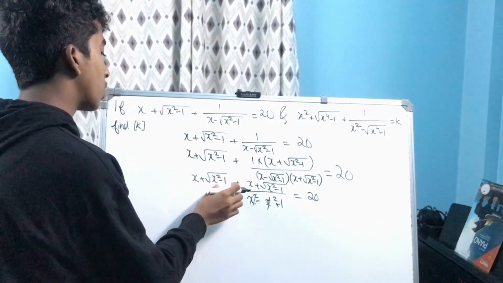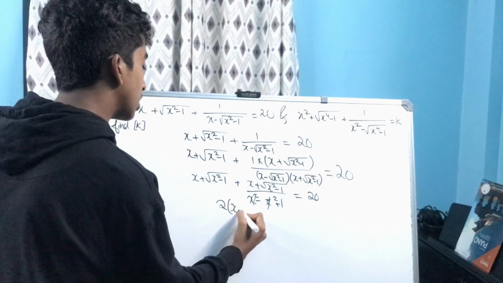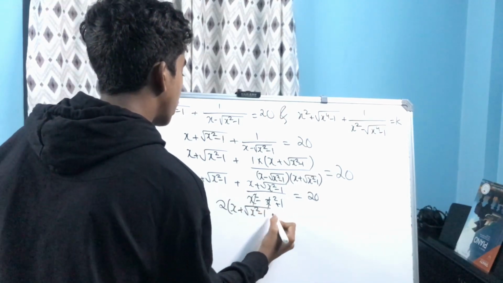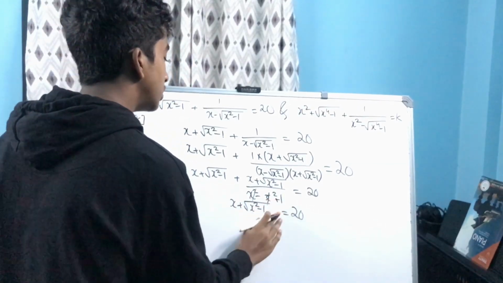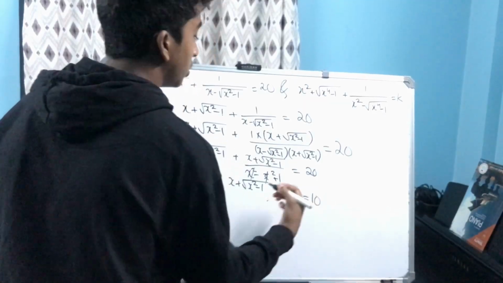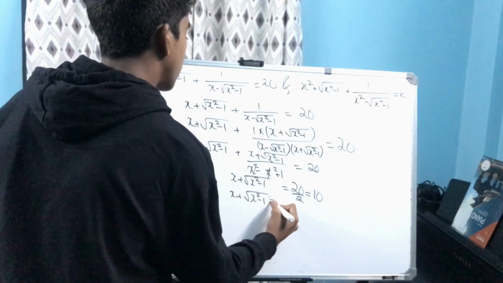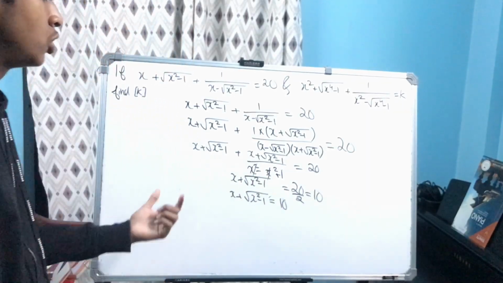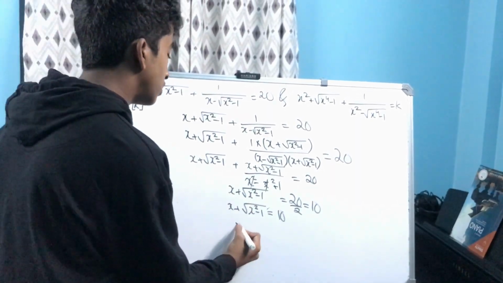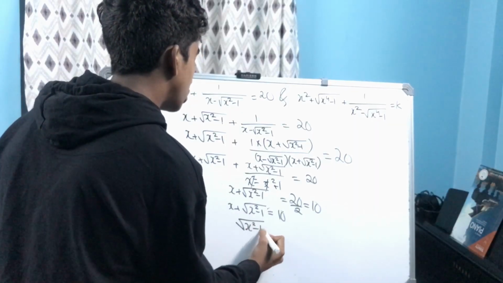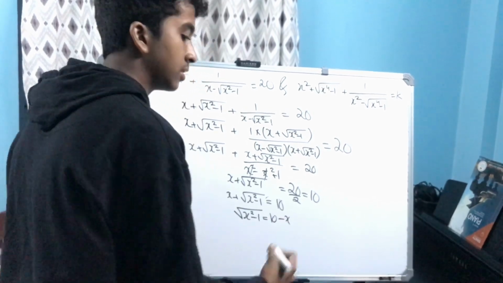So we have x plus square root of x squared minus 1 plus x plus square root of x squared minus 1. This is nothing but 2 times x plus square root of x squared minus 1 equals 20. Of course, we can divide by 20 on both sides and divide by 2. So we get x plus square root of x squared minus 1 equals 10. Now to solve for this, it will be easier if the square root term is on one side, so that we can just square both sides. So we take square root of x squared minus 1 equals 10 minus x.